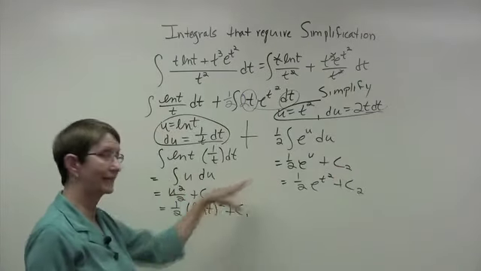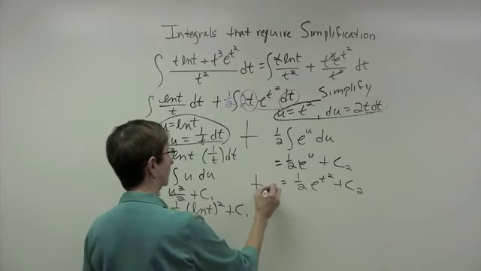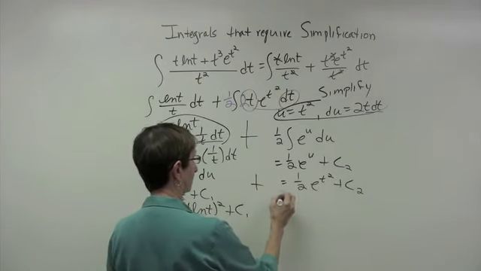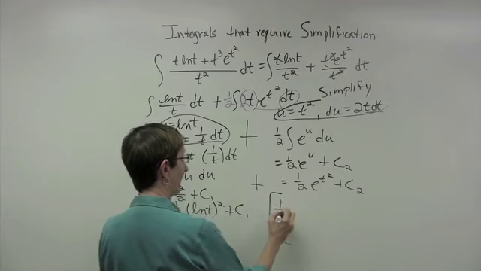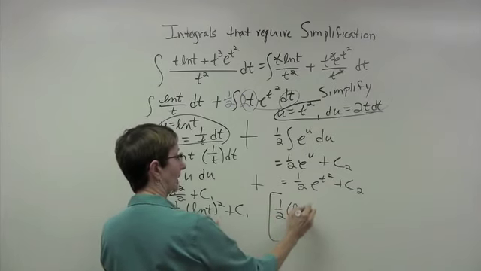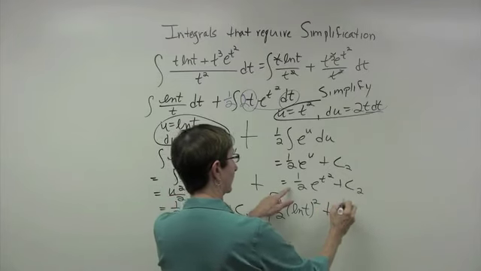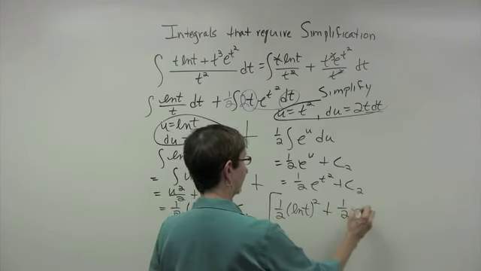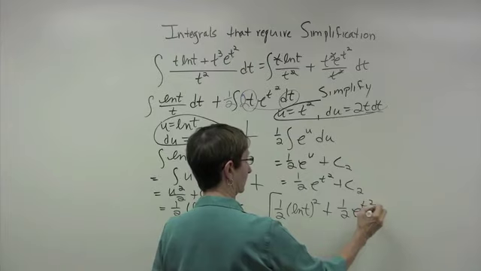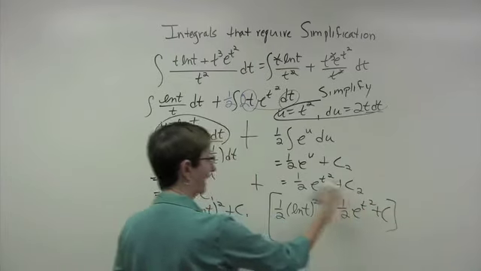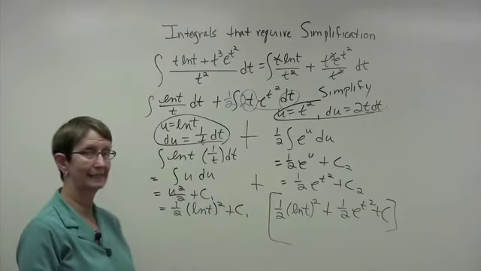And now I can put these together. I want to add. So my final answer is 1/2 natural log of t squared plus 1/2 e to the t squared plus c, where I add both the c1 and the c2 together to get c.